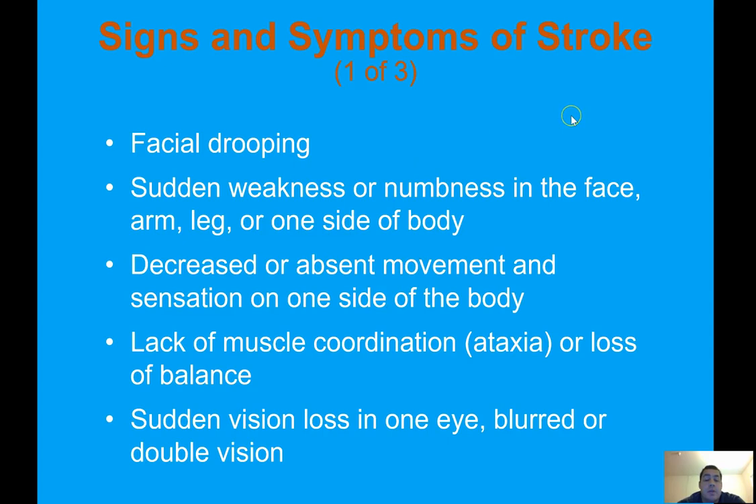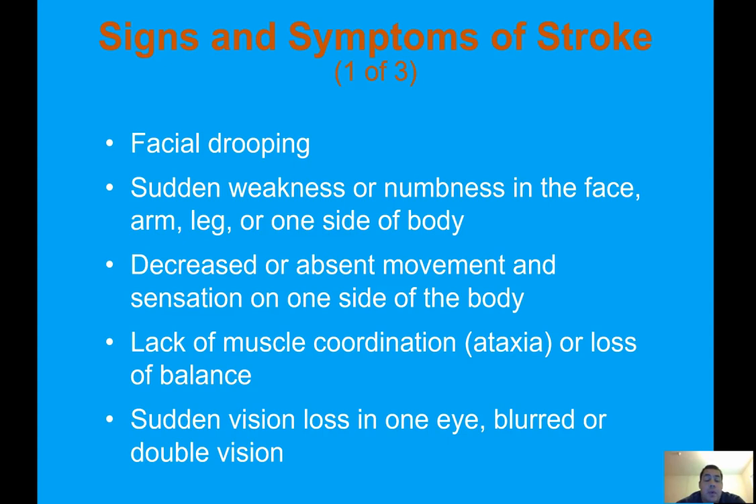So signs and symptoms of stroke: facial droop. You ask a patient to smile, show me your teeth, and see if it's symmetrical or even. If one side of the face is drooping, that could be a possible stroke. Sudden weakness or numbness in the face, arm, leg, or one side of the body. Decreased or absent movement and sensation on one side of the body. Lack of muscle coordination, ataxia, or loss of balance. Sudden vision loss in one eye, blurred or double vision.